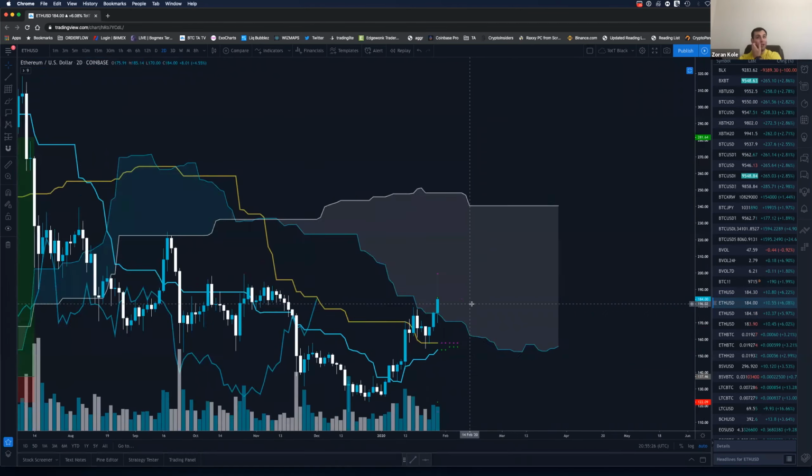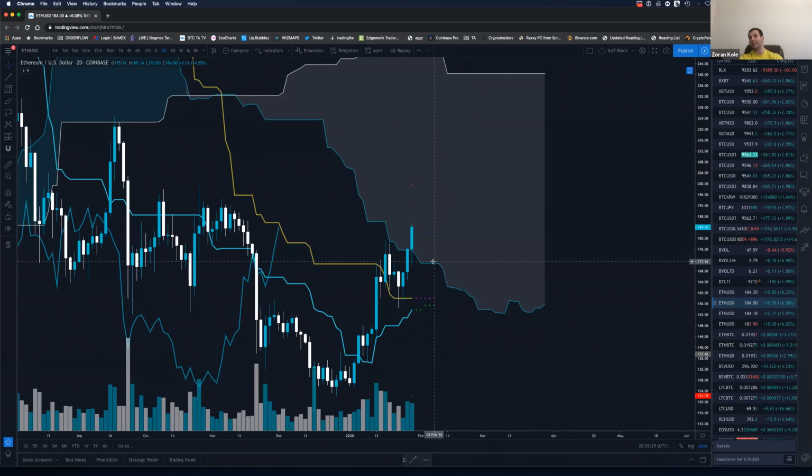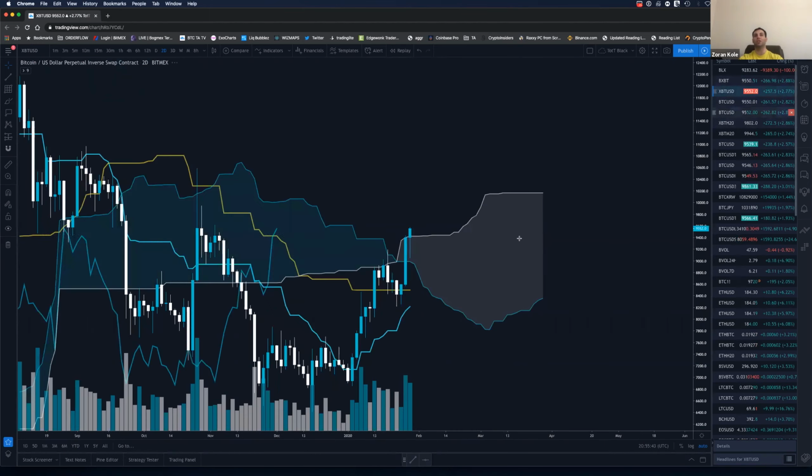So one very interesting setup to look for, getting into an Ethereum edge to edge in the low 170s, targeting 238s, 240s, and with a stop loss below 150. I think that's going to be a very interesting play if we're going by the narrative, once again, that Bitcoin is going to start moving up, right, and continue this ascent leading into the halving. So that's one setup I think is really interesting to share with you guys.